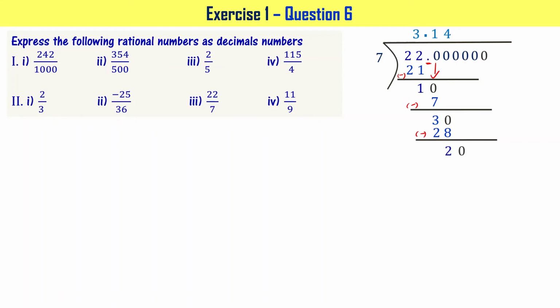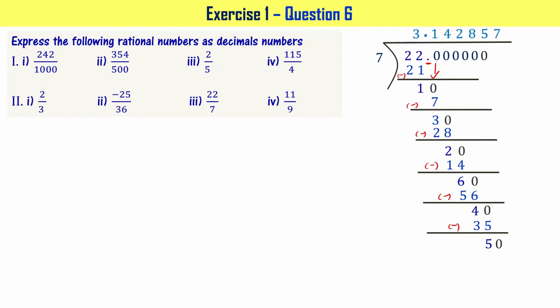Bring another 0 down. 20 now, right? 2 times 7, that is 14. When you subtract 14 from 20, you have 6 as the answer. Then bring another 0 down, that is 60 now. 8 times 7 is 56. When you subtract 56 from 60, you have 4 as the answer. Now bring 0 down, we have 40, right? 5 times 7, that is 35. When you subtract 35 from 40, you have 5 as the answer. Bring another 0 down, you have 50 now, right? 7 times 7, that is 49. When you subtract 49 from 50, you have 1 as the answer, right?